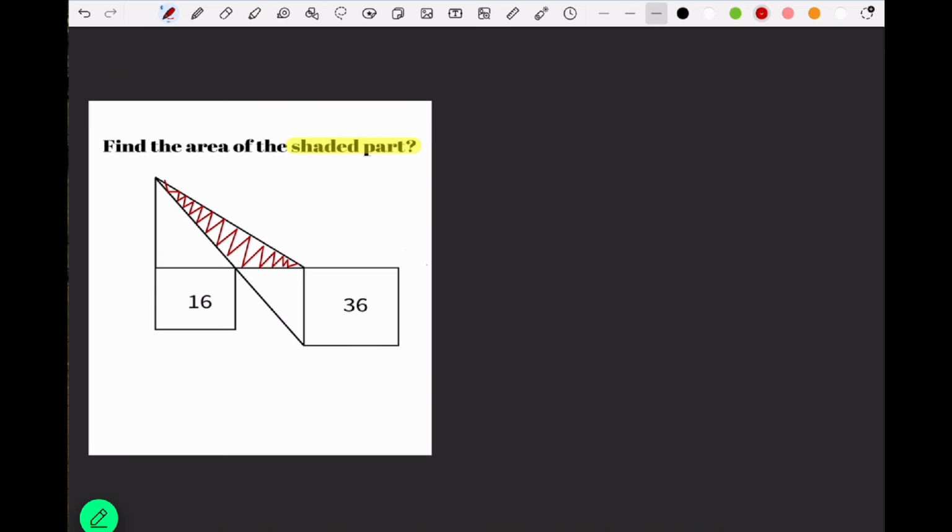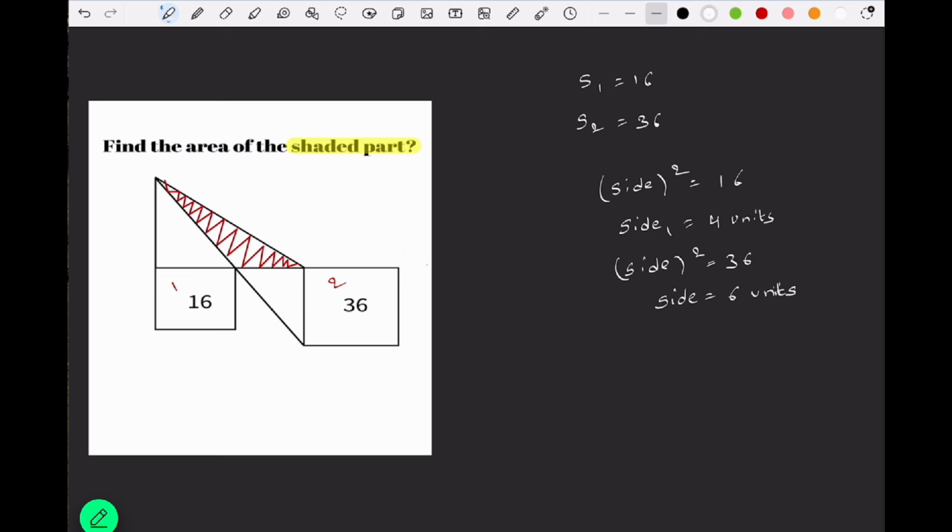Now we have two squares, 1 and 2, which have areas of 16 and 36. So the area of S1 is 16 square units and the area of S2 is 36 square units. We know the area of the square formula, right? Area of the square is side squared. Using this formula, we can find that the side of square 1 is 4 units and the side of square 2 is 6 units. As in a square all sides are equal, I am representing them on the squares.